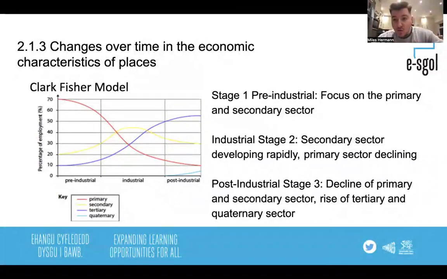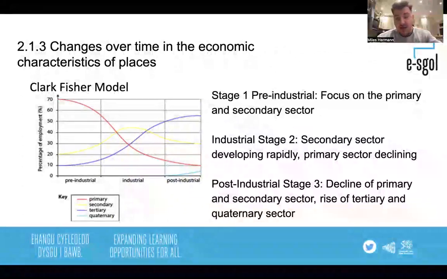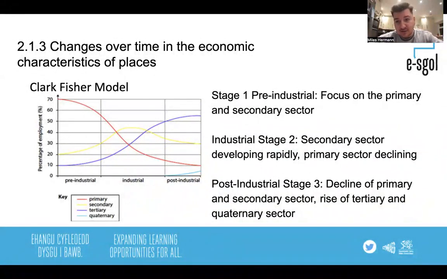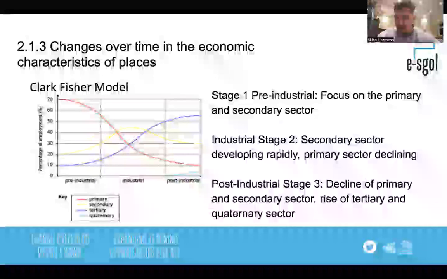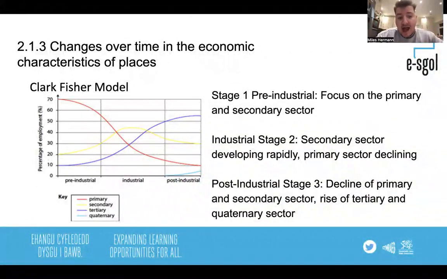Now then, we need to also know about this model when speaking about economic characteristics over time. This is called the Clark-Fisher model, and it shows a general pattern of how economic characteristics of places have changed over time. There are three stages of the model: pre-industrial, industrial, and post-industrial, and all display how the four sectors have changed over time. We can see from the model that the primary and secondary sector are growing, and it is heavily based on the primary sector in the pre-industrial. But the primary sector is actually declining slightly because the secondary sector is developing.